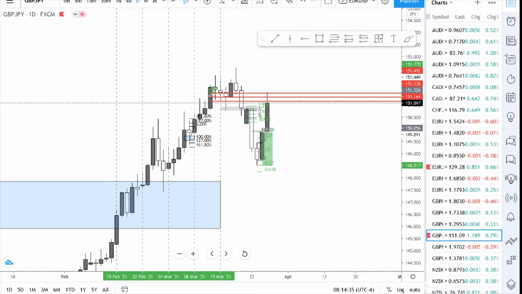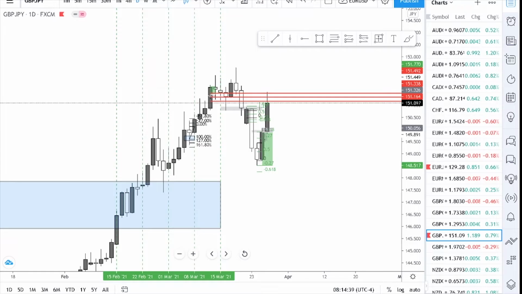We're looking at the pound JPY. I just want to do a little recap of last week. I didn't take too many trades last week. I wasn't really active. I took about 3 trades. One was a winner, one was a loser, and one was just about break even.